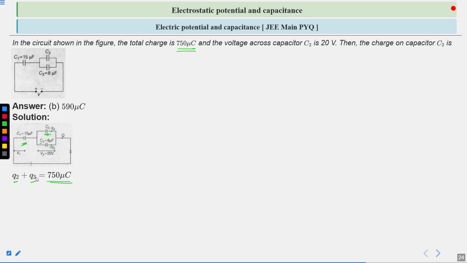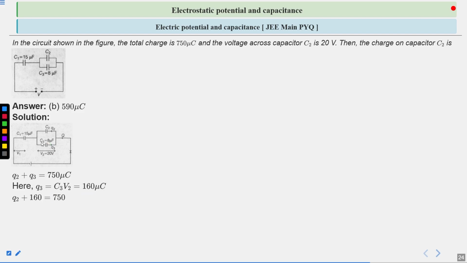The sum of both the charges will be equal to 750 microcoulomb, because in series, charge remains the same. Now we will find the charge on this C3, because we know that the potential difference across it is 20 volt and we also know its capacitance. After putting C3 equal to 8 microfarad and V2 equal to 20 volt, we will get 160 microcoulomb. That is the charge on this capacitor C3.